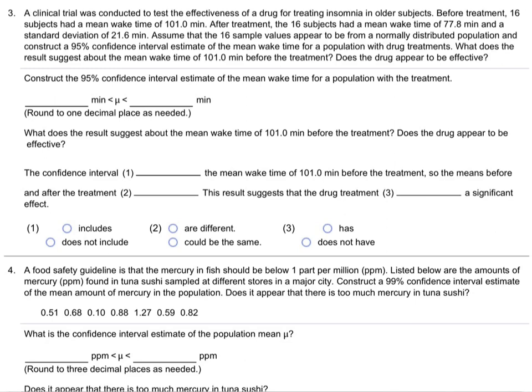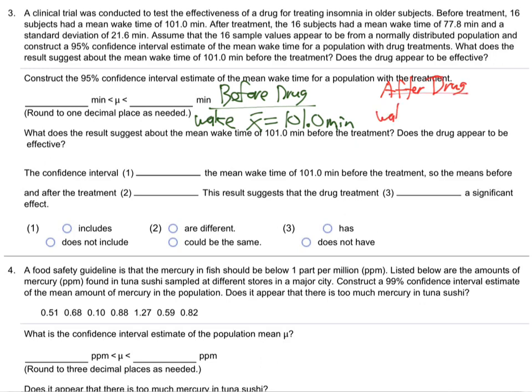So, for these people with no drug, before the treatment, their wake time, they were awake on average, X bar, 101.0 minutes. So they were almost 2 hours awake every night before they took the drug. And then after the insomnia drug, their wake time average went down to 77.8 minutes. And that's 16 people, right? That's N equals 16 people were given the drug, and it went down.